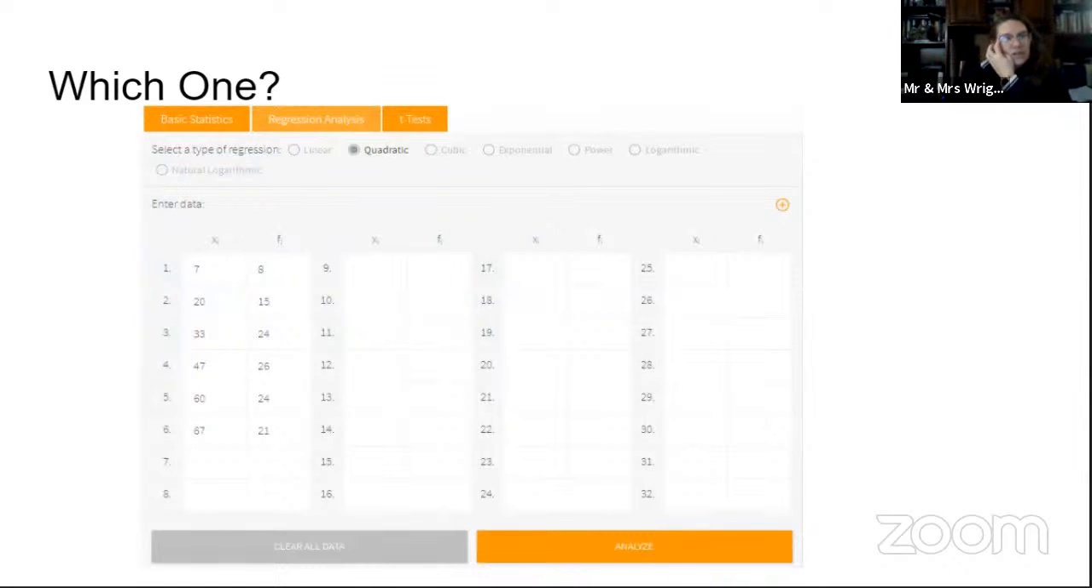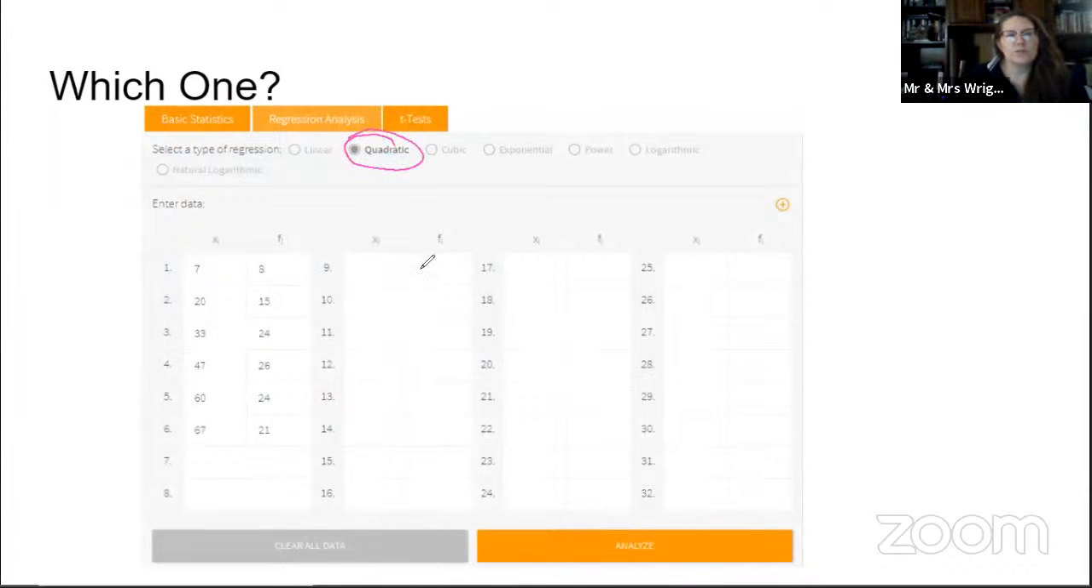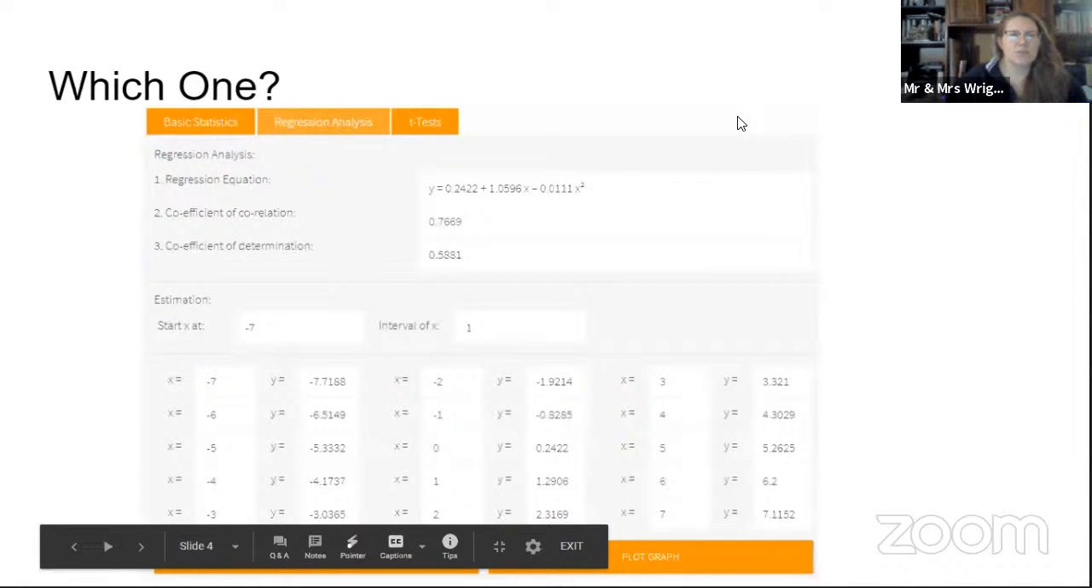I've already put it all in. But the one thing I want to make sure you note is that we chose quadratic this time. In previous lessons, we always chose linear. That's not what we're doing, because when we graphed the data points, we saw quadratic. So we chose quadratic, okay? All the data is in there. We're going to hit analyze, and then you can see what pulls up. We have our regression equation here.